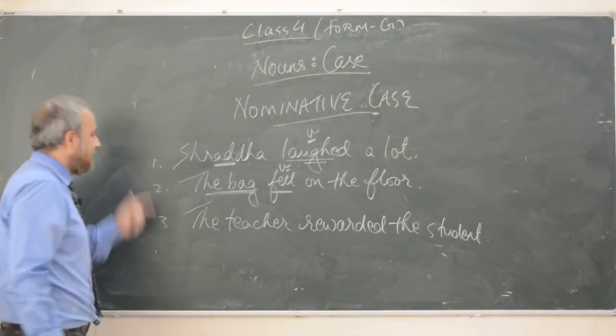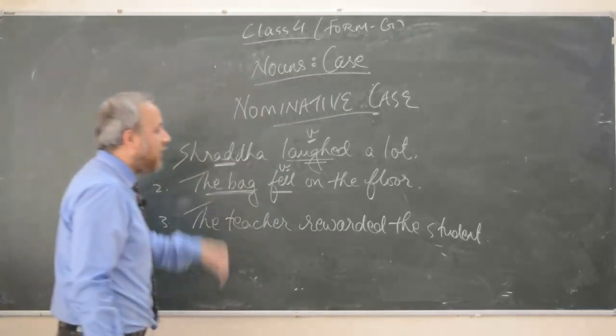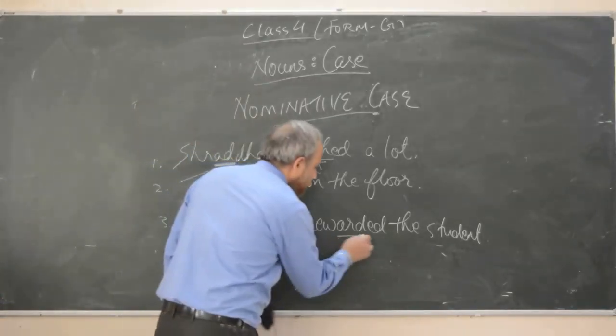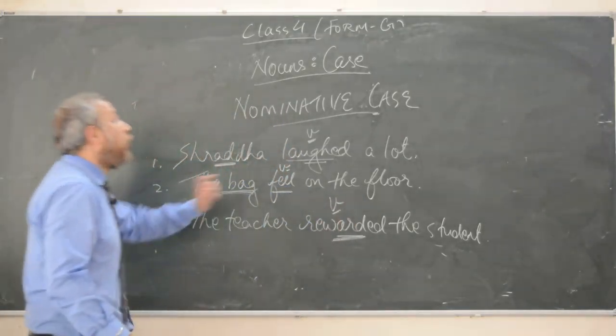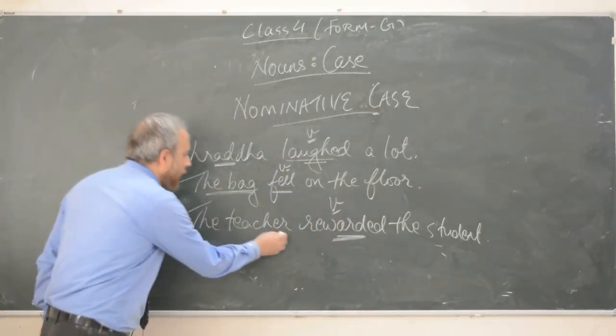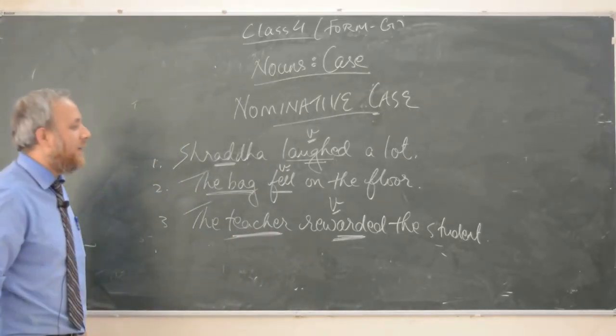Likewise, if you look at the third sentence, the teacher rewarded the student. So which is the verb? The verb is rewarded. So who rewarded? The teacher rewarded. So now the teacher is in the nominative case.